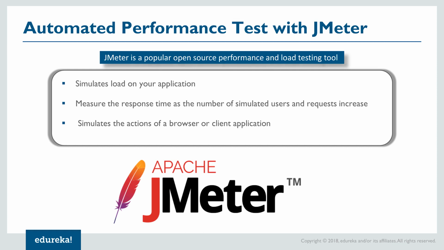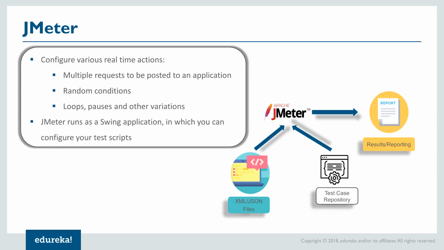And of course, it also simulates the actions of a browser or client application, whichever is applicable. So in JMeter, you need to configure various real-time actions: multiple requests to be posted to an application, random conditions, loops, pauses, and other variations. JMeter runs on a Swing application in which you can configure your test scripts, and you have XML files and JSON files through which you work, and then you have a test case repository, both of which will report to Apache JMeter. They will have access to Apache and be put on JMeter, and from there the test will be run and the reports will be published.